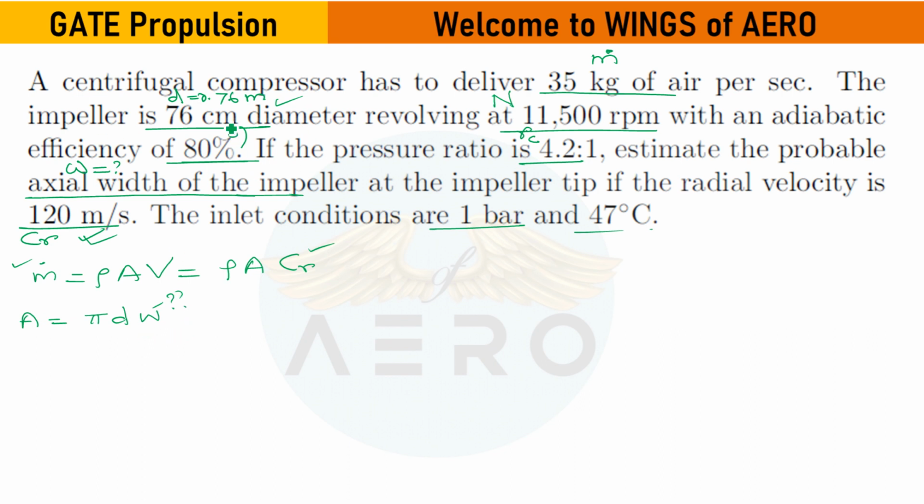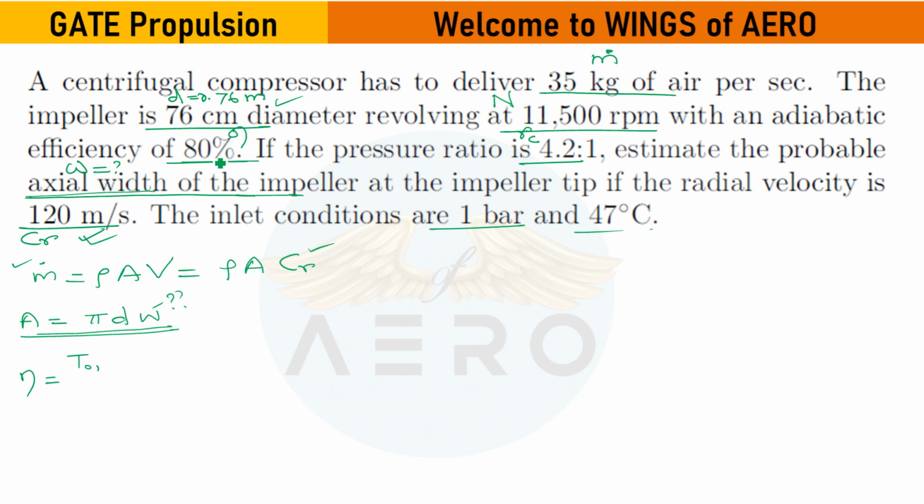Then they have also given the efficiency, so we can make use of the efficiency formula. Someone asked whether area is pi by 4 D square. Yes, that's right, area is pi D square by 4. But if they have given the width, you need to use this formula, pi D W. That's what I said. Please note this down.